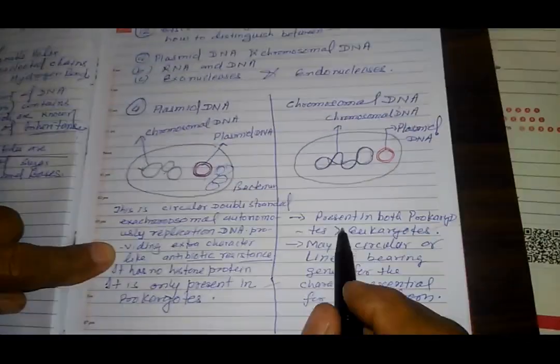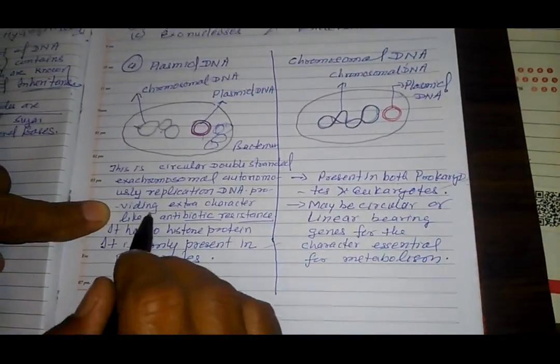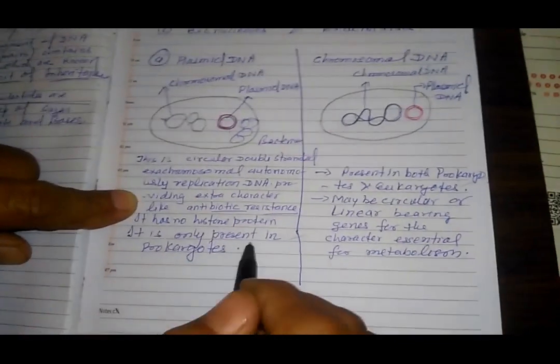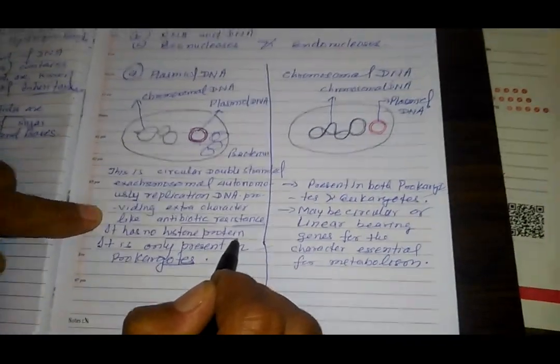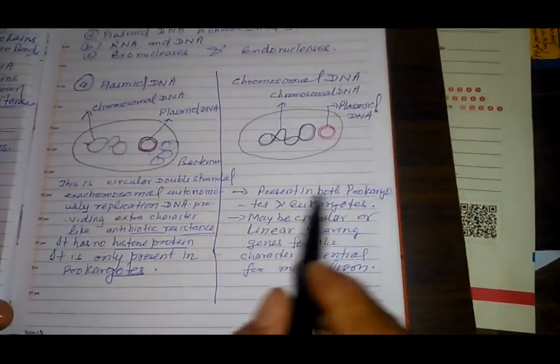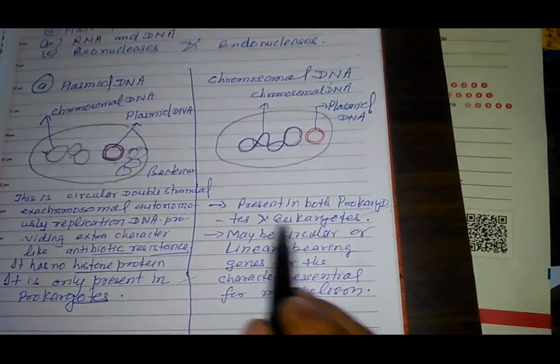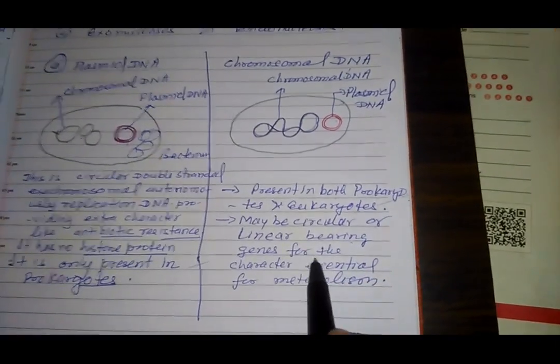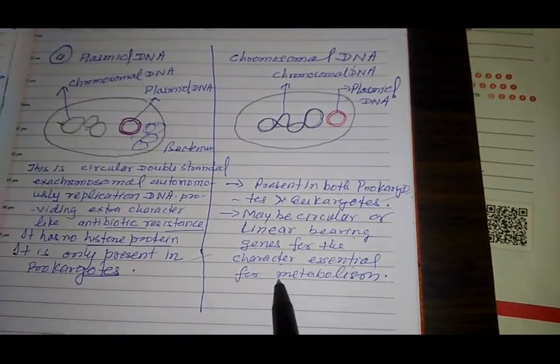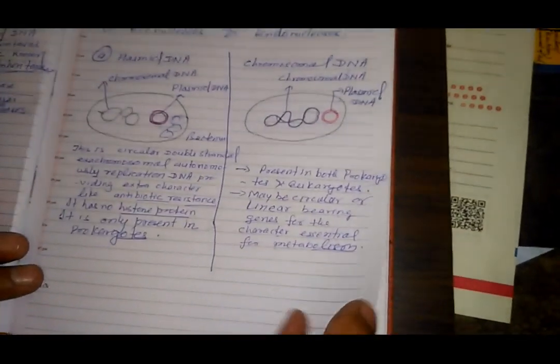While chromosomal DNA is present in prokaryotes and has no histone protein. In contrast, you can easily write that it is present in both prokaryotes and eukaryotes, and may be circular or linear. Genes for characters essential for metabolism are present here.